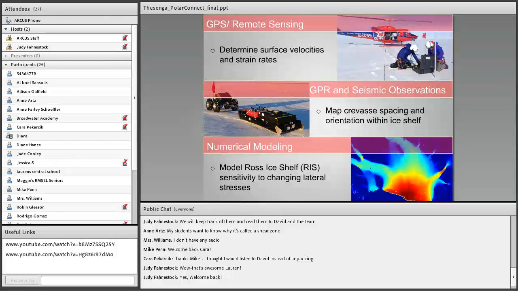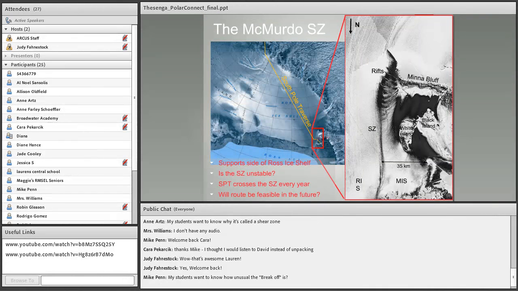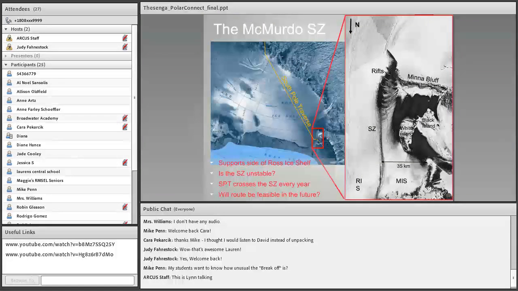Great. All right, so I'm going to talk about the McMurdo Shear Zone. And the important thing about the McMurdo Shear Zone is it's providing an important part of friction to the ice shelf. So it's providing friction along the side of the ice shelf. It's a lateral margin. And so essentially it's preventing it from accelerating out into the ocean. It supports the Ross Ice Shelf, and our job is to determine whether or not it's becoming unstable.